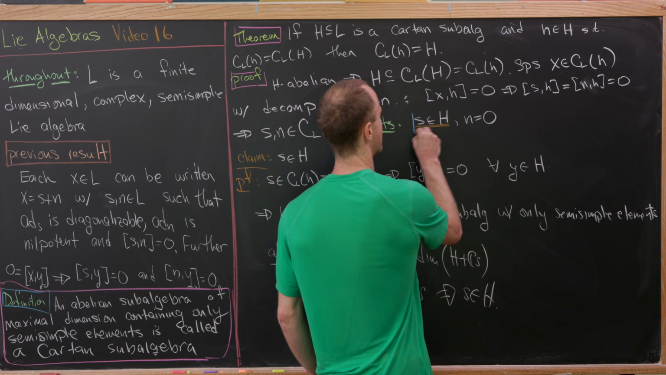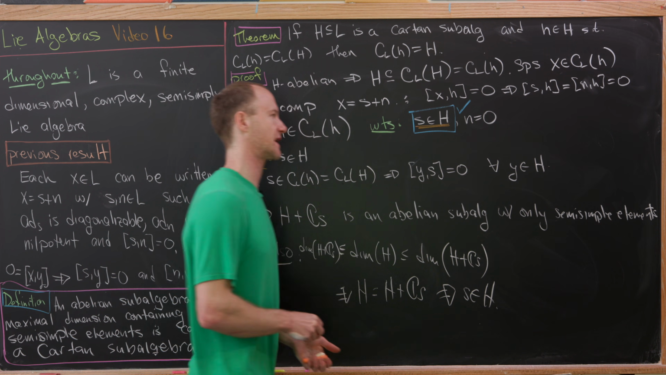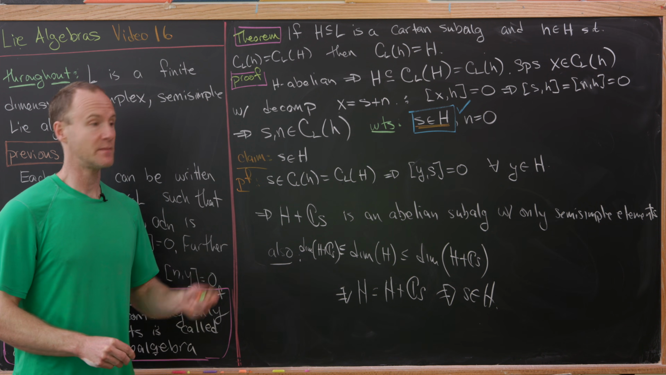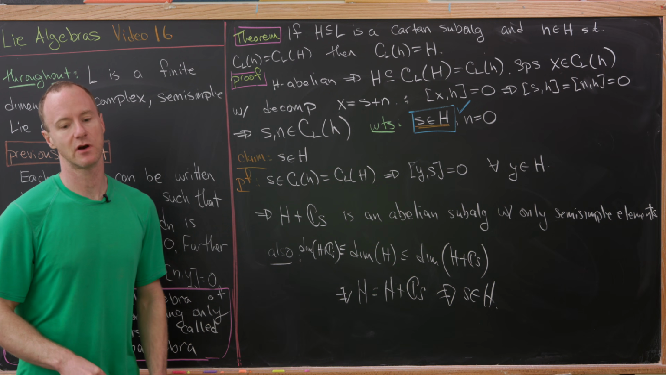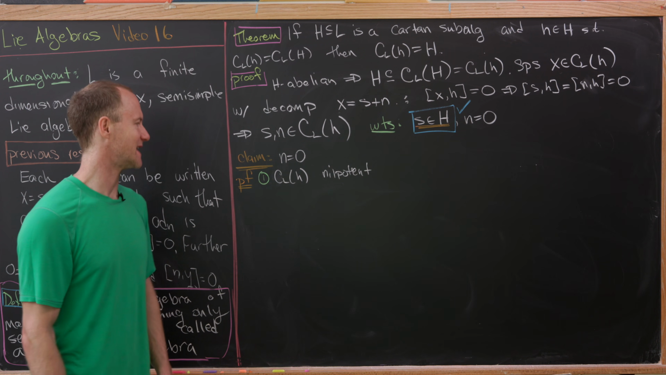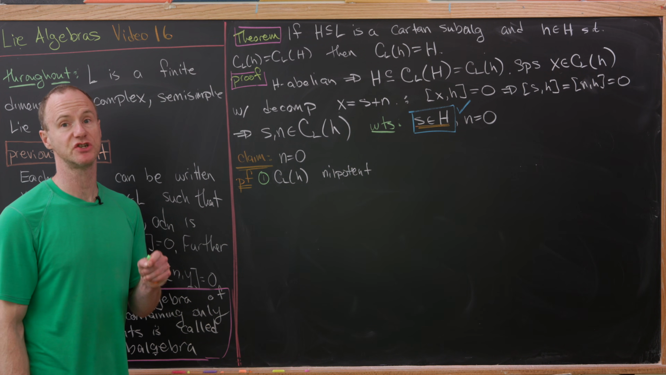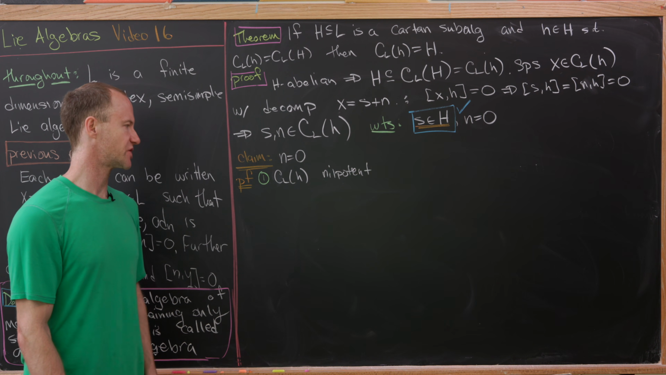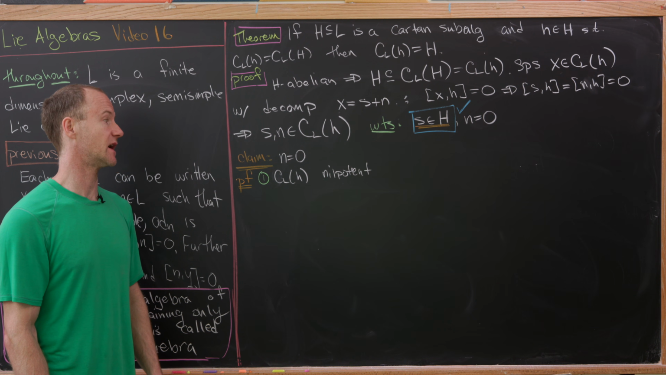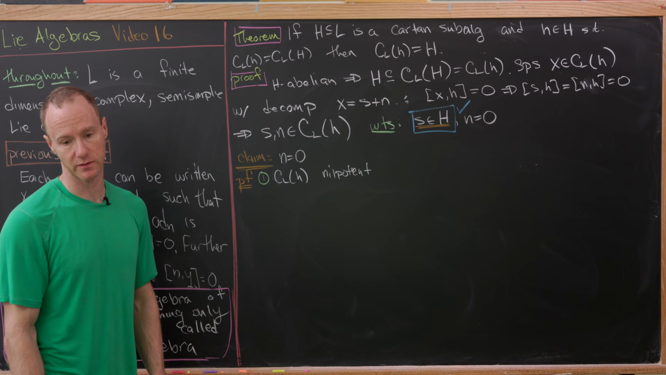So let's put a box around this and a check mark next to it, because we finished that and we're ready to show that N is 0. Okay, so now we're going to show that this N is equal to 0, and we're going to do this in 2 steps. We're going to start by showing that the subalgebra CLH is nilpotent.